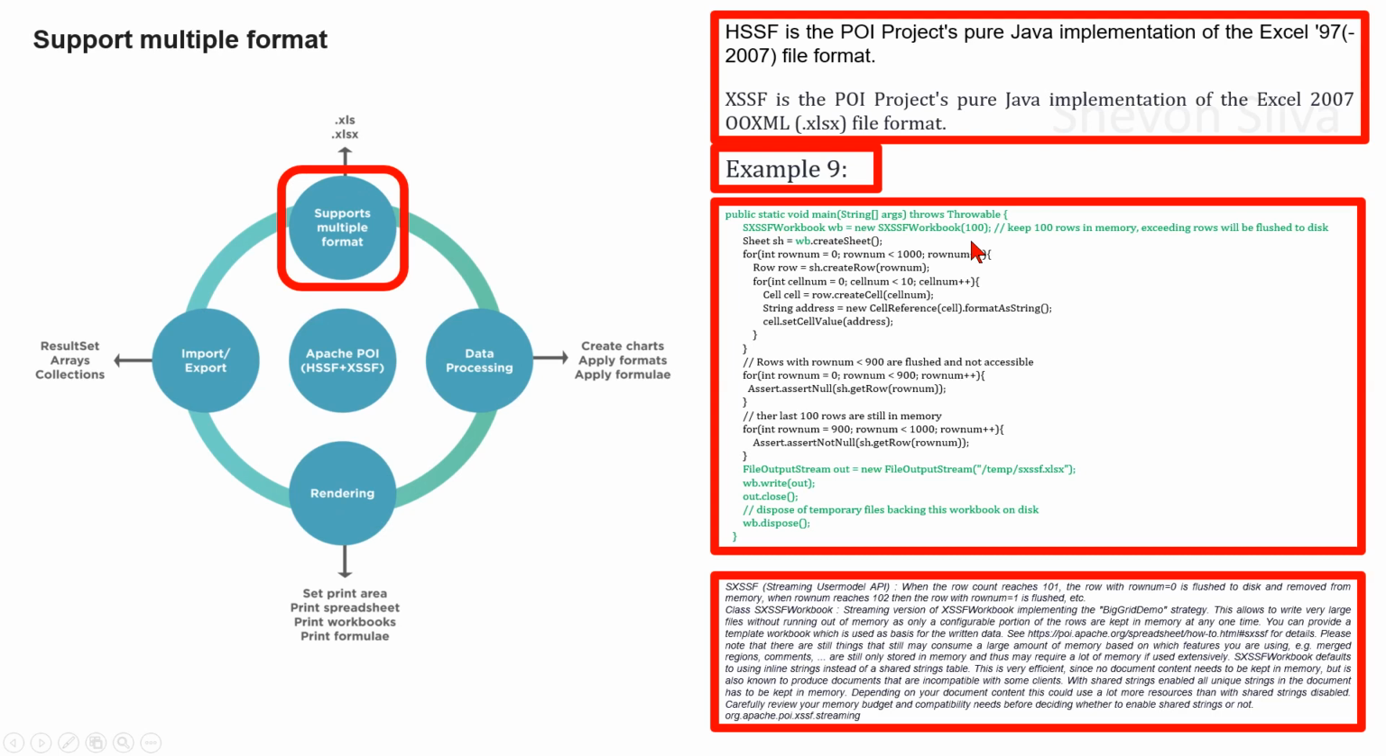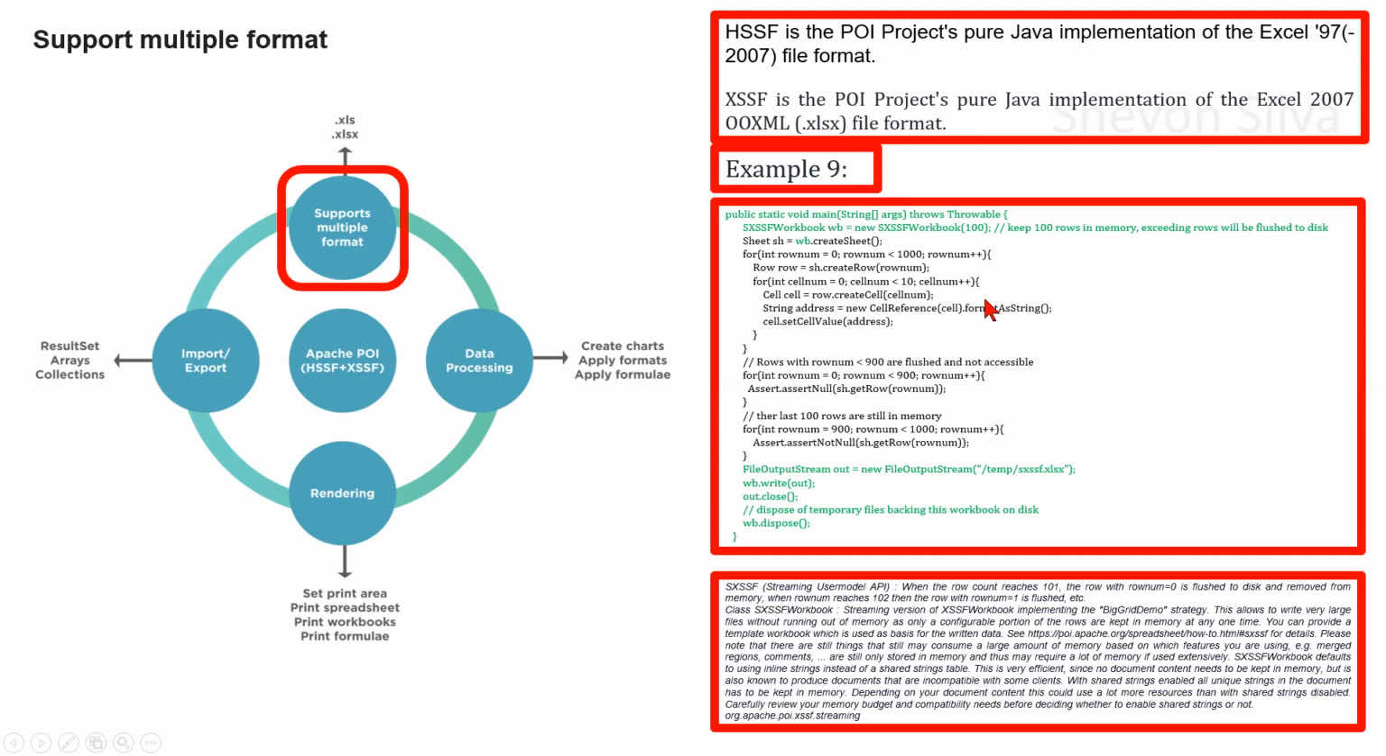In this case, all records that have not been flushed by a call to flushRows are available for random access. Note that SXSSF allocates temporary files that you must always clean up explicitly by calling the dispose method.